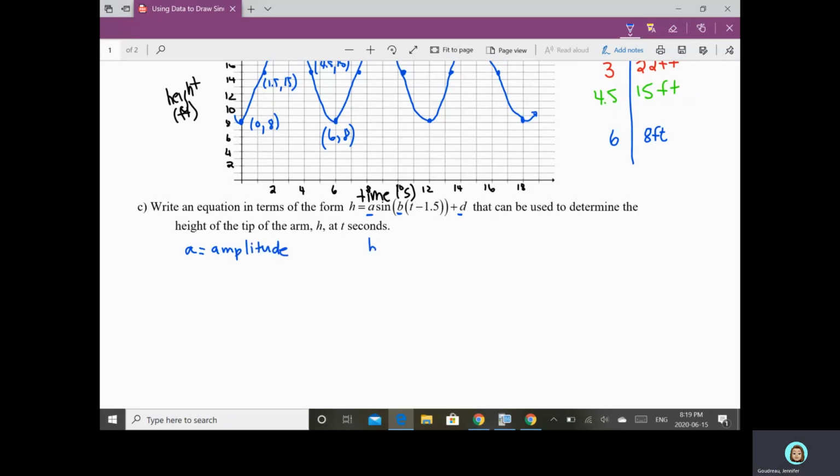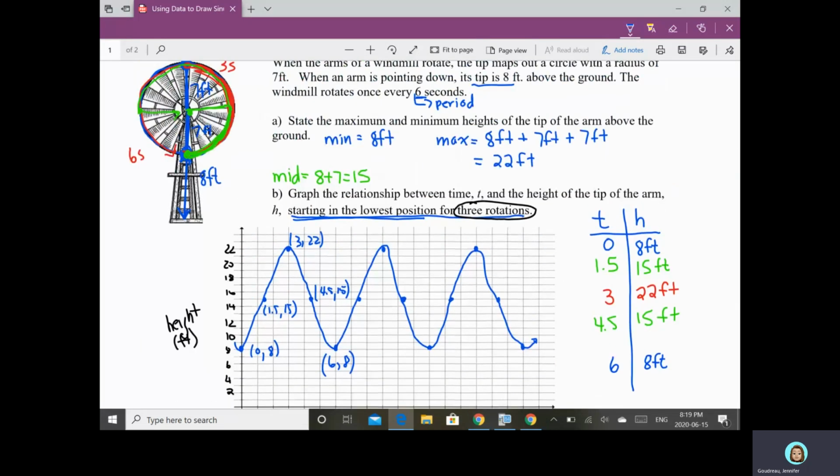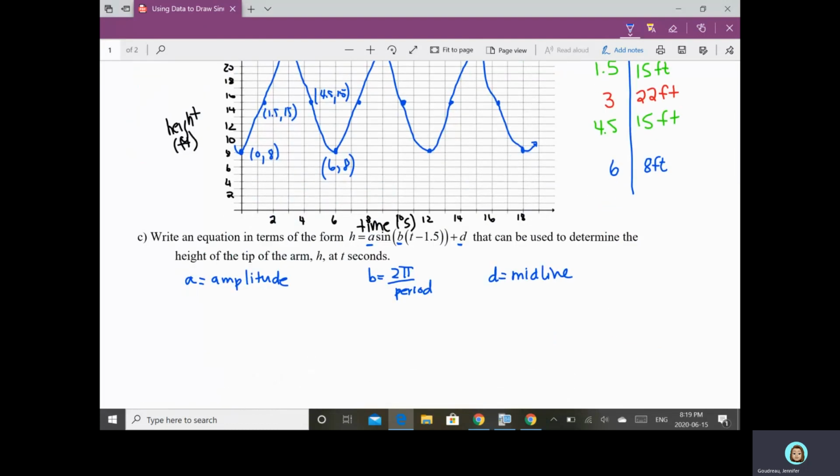B comes from the period. It comes from 2 pi divided by the period. D comes from our midline. You'll also remember that we talked about when we have any application questions where an object is moving in a circle like we have here, A, the amplitude, is always the radius. B always comes from the period, so nothing there. D, the midline, when something is moving in a circle, is our center.